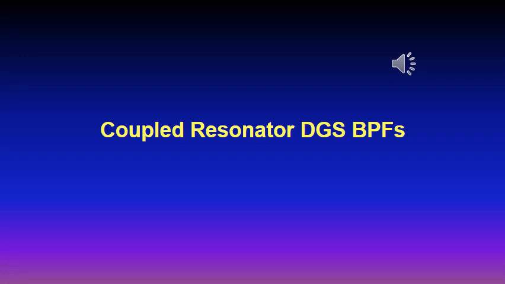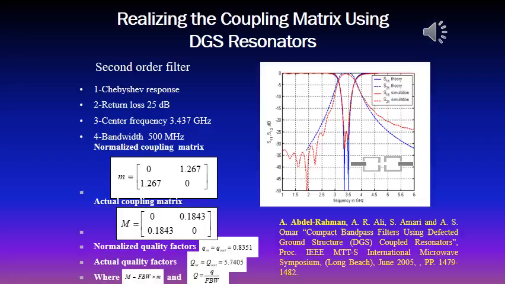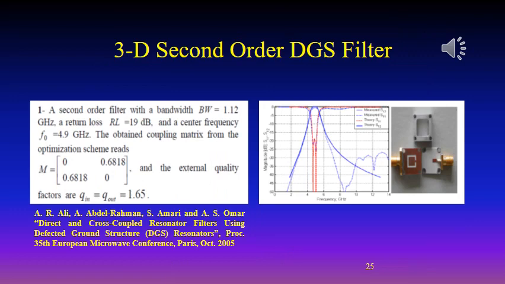Coupled resonator defected ground structure bandpass filters, where a coupled resonator filter has been realized using defected ground structure resonators as a building block. A three-dimensional second-order defected ground structure with a bandwidth of 1.12 GHz, a return loss of 19 dB, and a center frequency F0 of 4.9 GHz has been realized using defected ground structure coupled resonators.